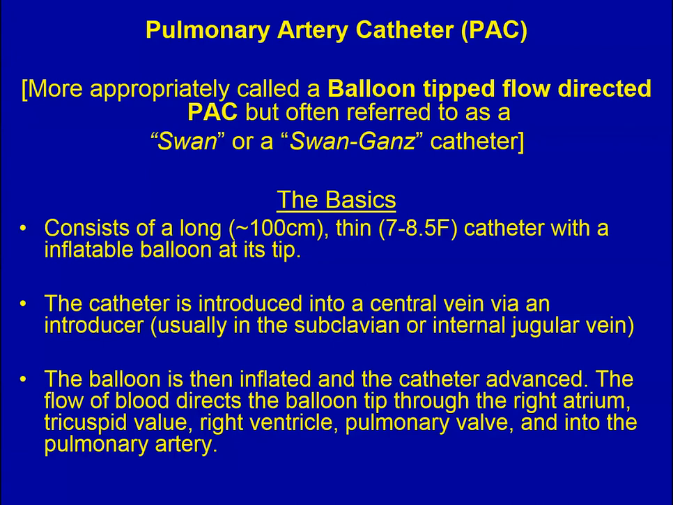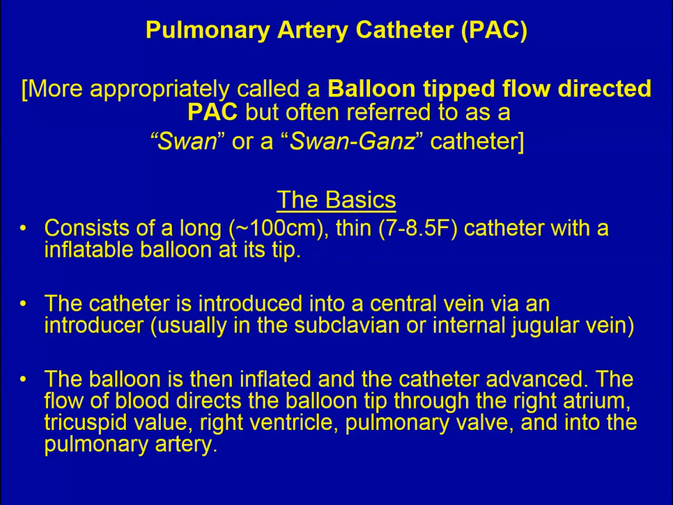The pulmonary artery catheter is more appropriately called a balloon-tip flow-directed catheter, but is often referred to as a Swan or a Swan-Ganz catheter. It consists of a long, about 100 centimeter thin 7 to 8.5 French catheter with an inflatable balloon at its tip.